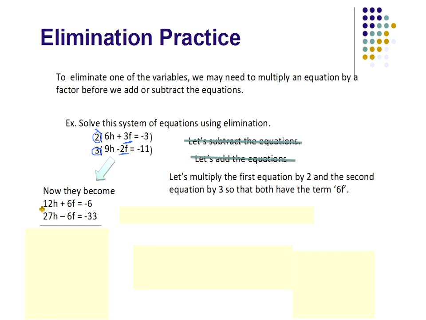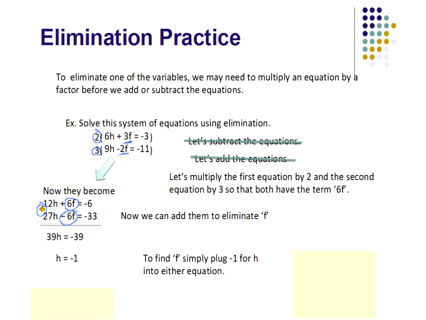So now what I can do is add these two equations. When I do that, I'm going to get 12h plus 27h, which is 39h. I'm going to get 6f plus negative 6f. That's 0f. I've eliminated the f value. And then on the right-hand side, I'm going to get negative 6 plus negative 33, which is negative 39. Now I can undo what's being done and divide both sides by 39. I get h equals negative 1.